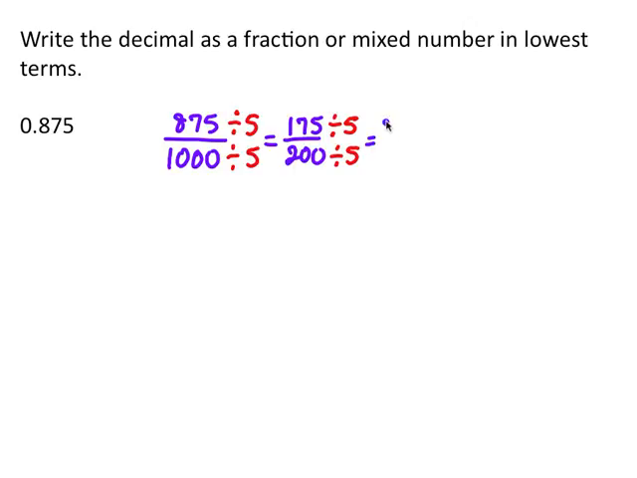175 divided by 5 is 35. 200 divided by 5 is 40. Well, we end in a 5 and a 0 again, so divide by 5 one more time here. So we get 7 over 8, and that is in lowest terms.